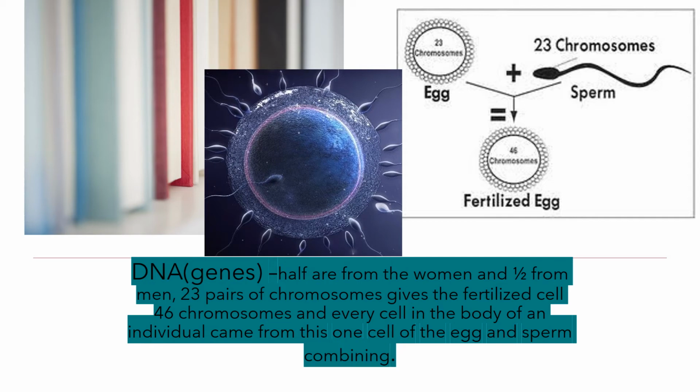Once you have a fertilized egg, this one cell will start dividing, and this is a zygote, and then it becomes the fetus, and then eventually the baby. So every cell has 46 chromosomes, and it comes from this original one cell, which is the egg and the sperm combining.